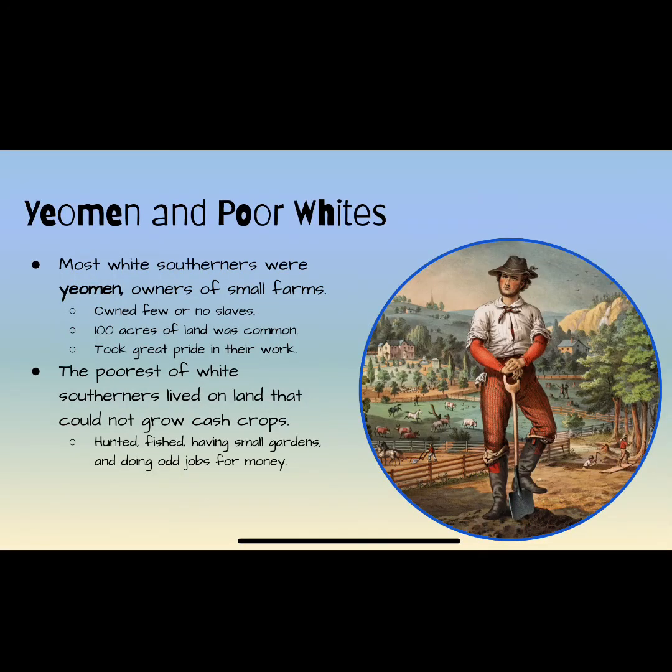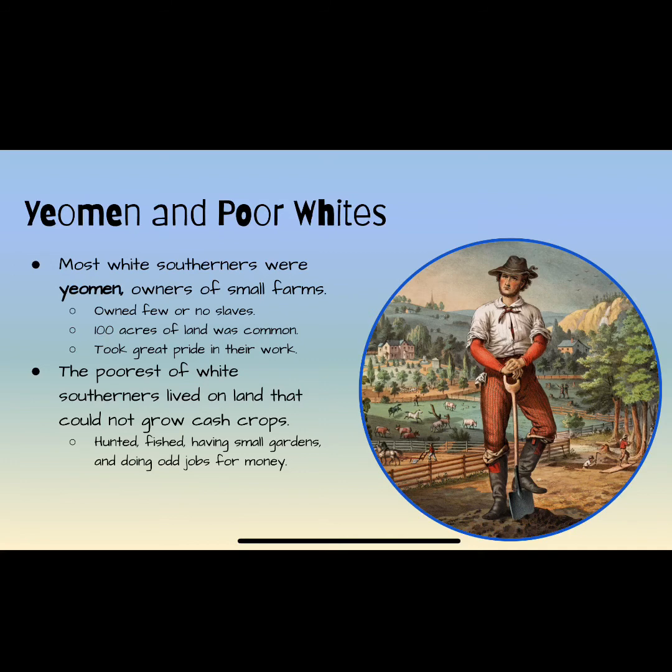The next group of people were the yeomen and the poor whites, and this made up the majority of the people. Only a few people had plantations, but most white Southerners were yeomen or poor white people. These yeomen owned small farms. Pretty much these people got all the farmland that was typically not used for farming. Either the land had all its nutrients used up, or the land was in a horrible location, and they had to make use of what they had.